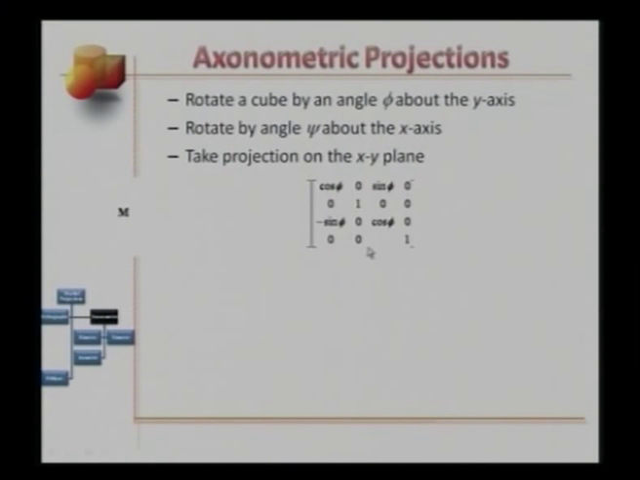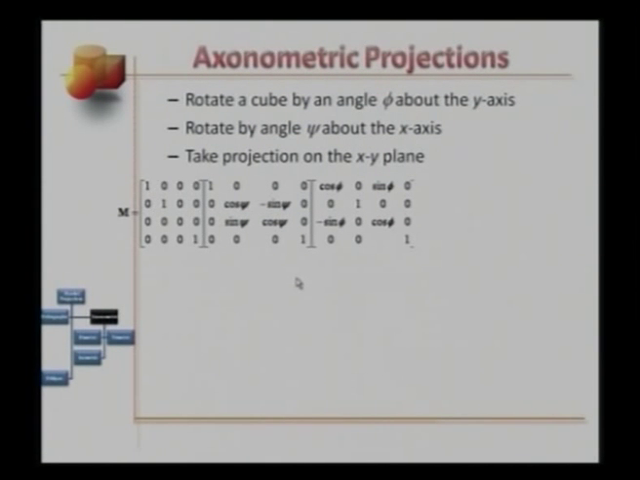Rotation matrix for rotation about the y-axis. Next is rotation about the x-axis: 1, cosine of psi, minus sine of psi, sine of psi, cosine of psi. All the other elements remain 0 except for this 4 by 4th entry, which is 1.